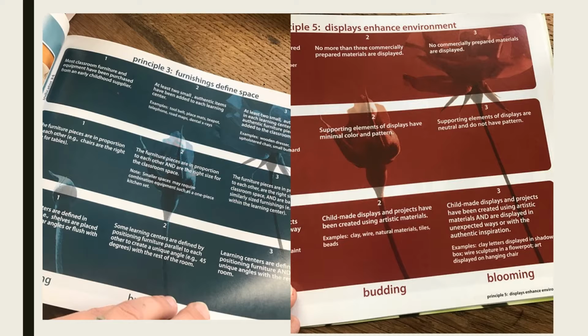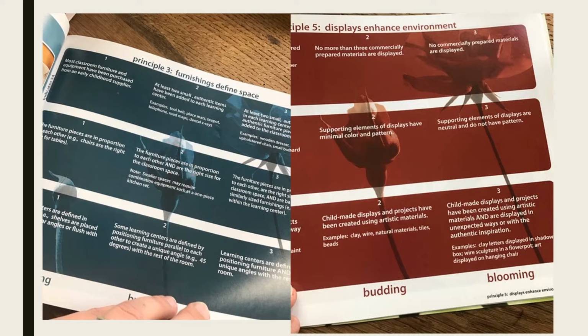And at number 2, it says at least 2 small authentic items have been added to each learning center. Tool belts, teapots, telephones, road maps. These are real things. They're not saying imitation things made of plastic or a child's toy, but real stuff from your house. And I want to ask you again, think about it. Why would they be saying that this is a little bit better?